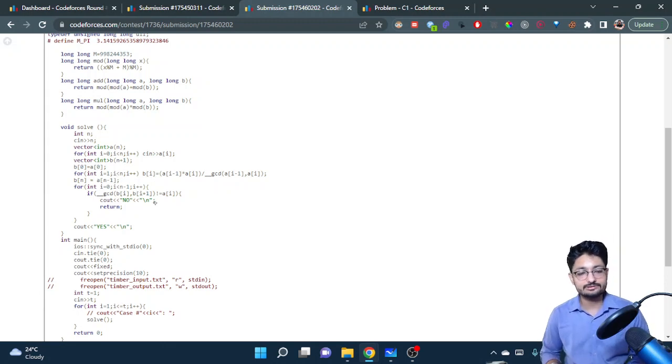Now from that, try to build the A array. How can you build that? If you take the GCD of B of i and B of i plus 1, it should be equal to A of i. If it is not, then the answer is no, because I could not have built a B array that gives the A array. In that scenario, the answer is no. Else, if I've got the B array that gives the A array, then the answer is yes. And that's our logic and the code part for the second problem.